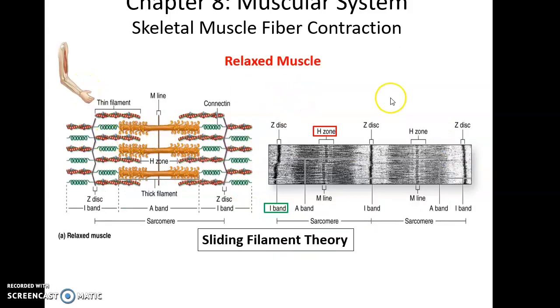And these regions are important because they help to show how the sliding filament theory works and how movement causing the sarcomeres to get shorter is what leads to the muscle contraction. So here we have the biceps brachii muscle at rest, all relaxed, and you have the sarcomeres as wide as they can be. You've got lovely H zones, I bands, and of course the A bands.